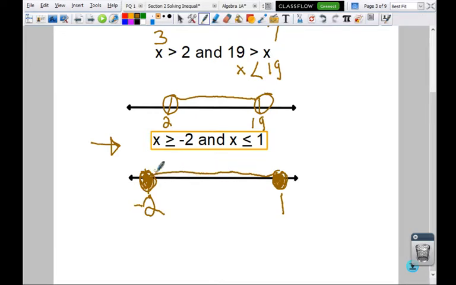All right, very nice. We have negative 2 on the left. We got 1 on the right. They are both filled in, and we connect them because they're and.